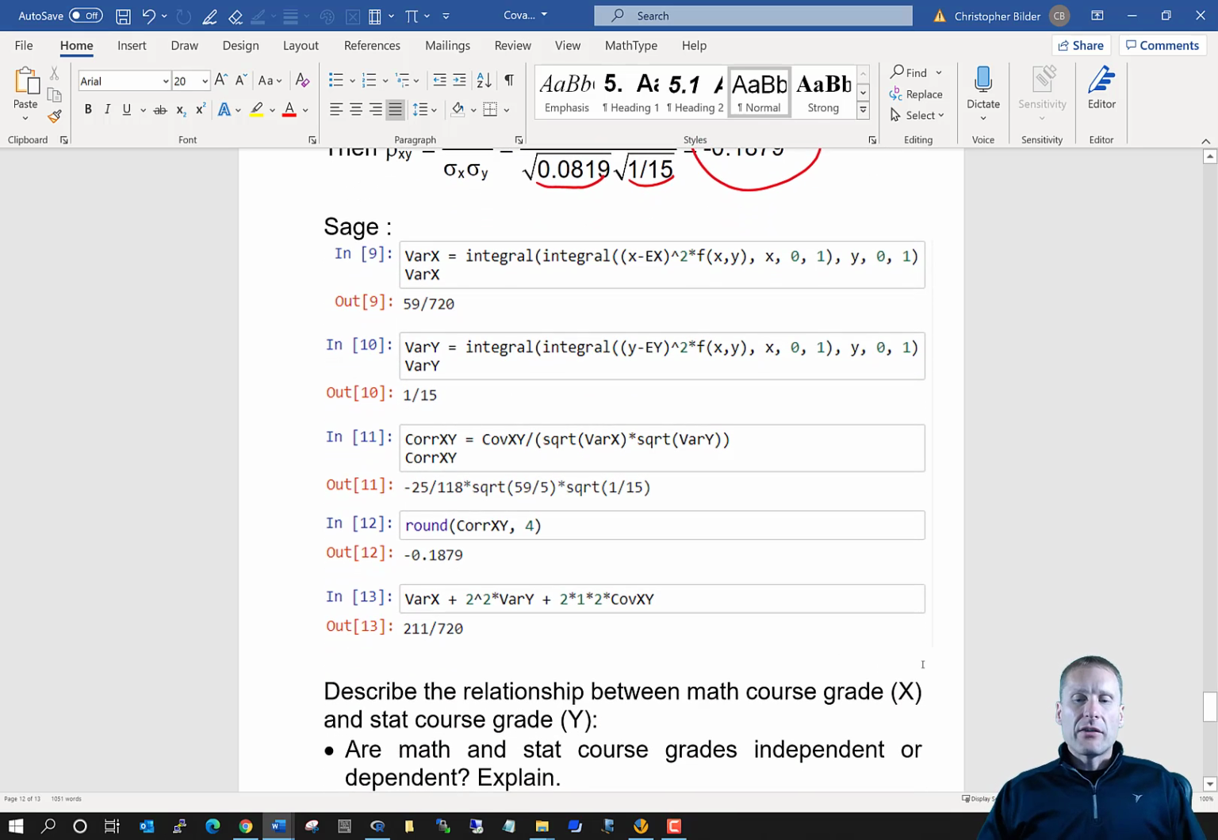To do these calculations in Sage with respect to the variance, please take a look at the approach that I took here. It just applies the same steps that we've seen now for other problems.